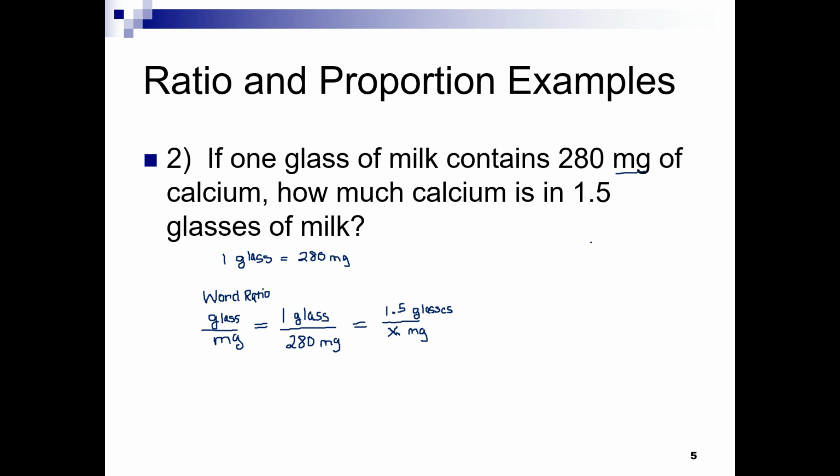Now I can pull out my proportion. So I have the fraction 1 over 280 is equal to 1.5 over x. I'm going to solve by cross product, and so multiplying on the first diagonal, 1 times x is just x. I do not have to write the coefficient of 1. Put in equal. Multiplying on my other diagonal, taking my calculator, I do 1.5 times 280, and my calculator told me 420 milligrams.